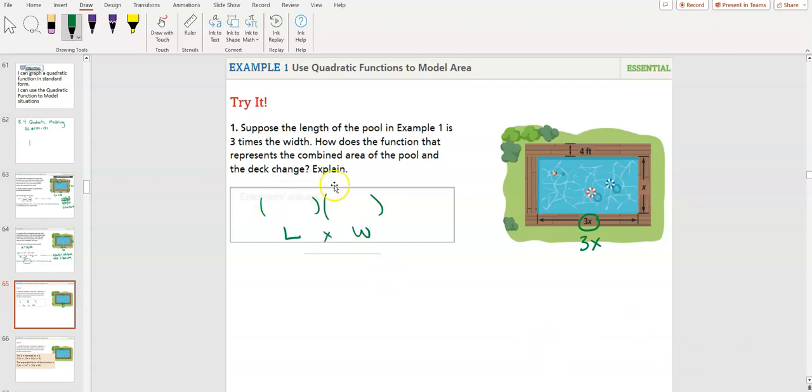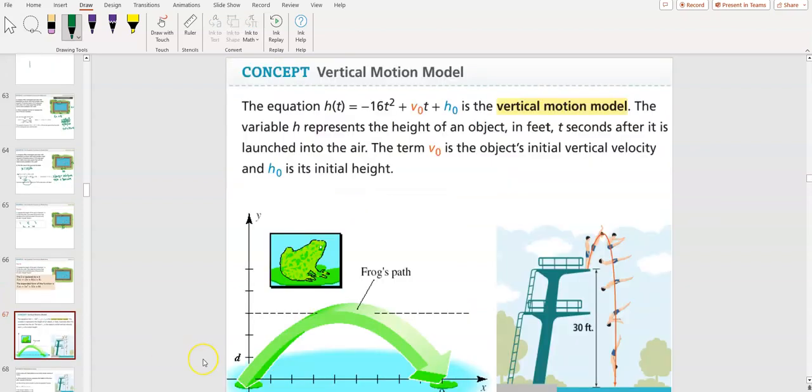And then go ahead and multiply that out, not factor, so that you can get a quadratic function as the area of this pool. And tell me, how does it change? What's different?